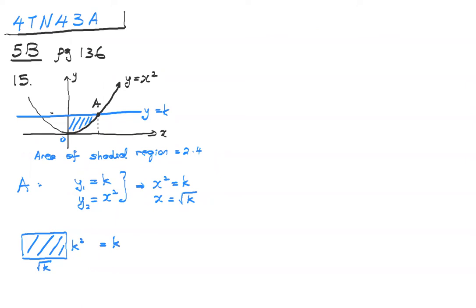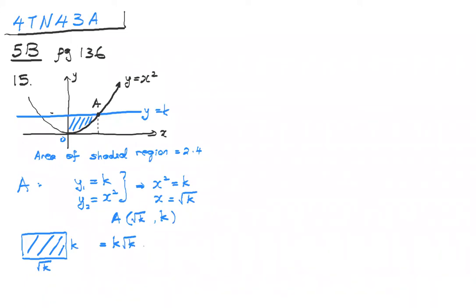no, not k squared, sorry. It's k, because the y coordinate for point A is, okay, so from here I get the coordinates of point A are root k and k. The y is k. So the area will be k times root k.